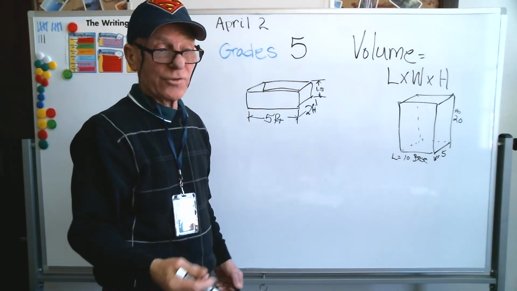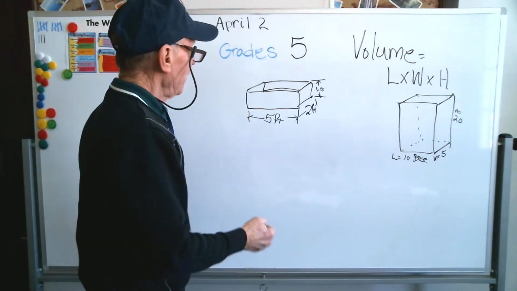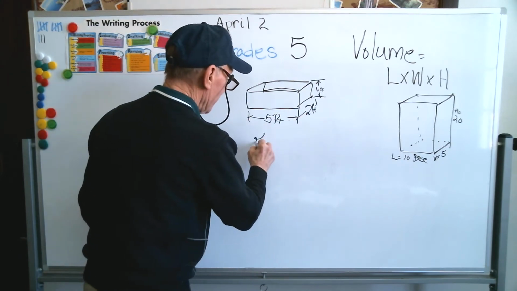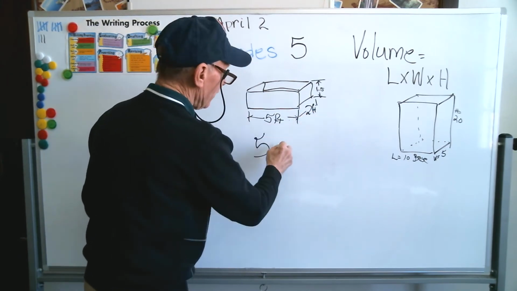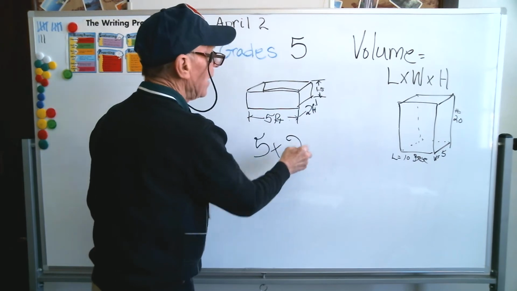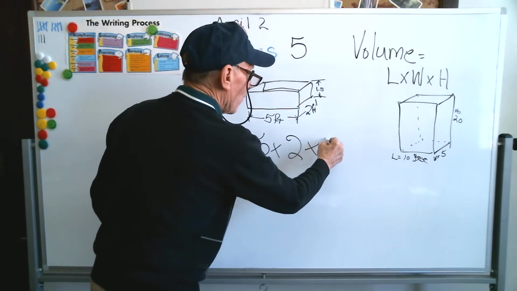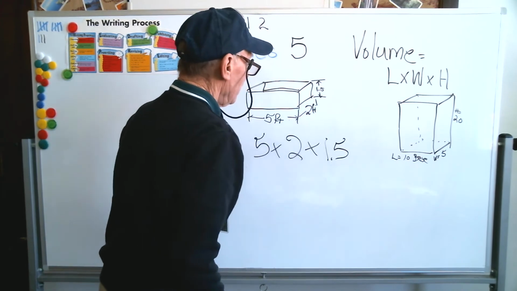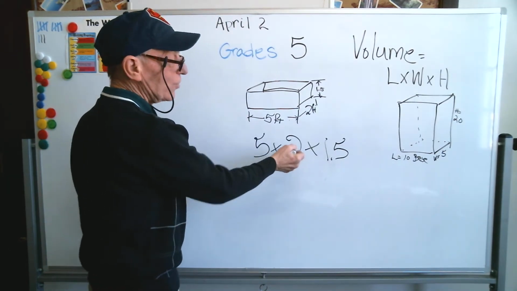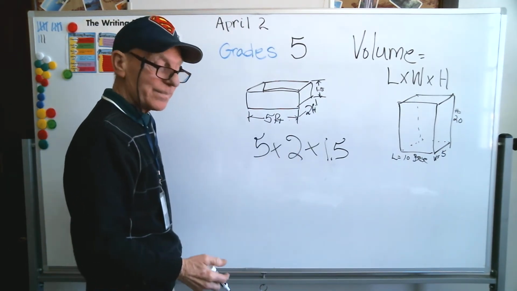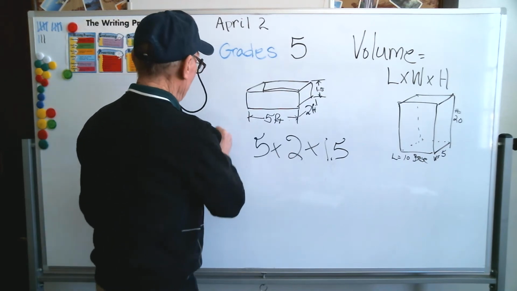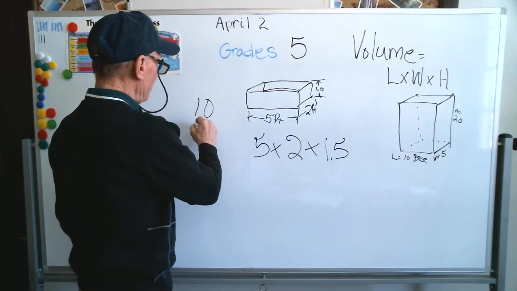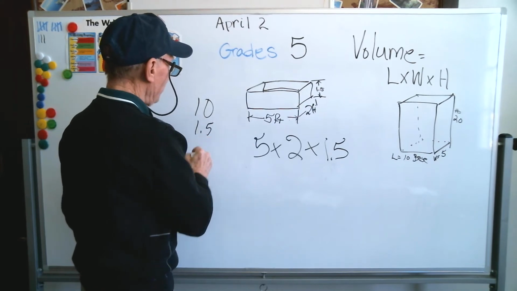Same rule applies: length times width times height. Our length is 5 feet, our width is 2 feet, and our height is 1.5. So 5 times 2 is 10, and then 10 times 1.5.